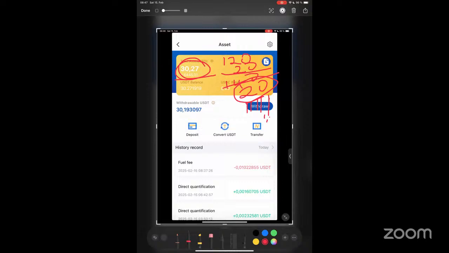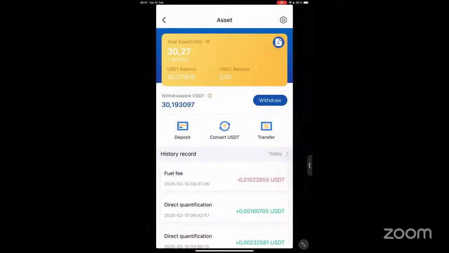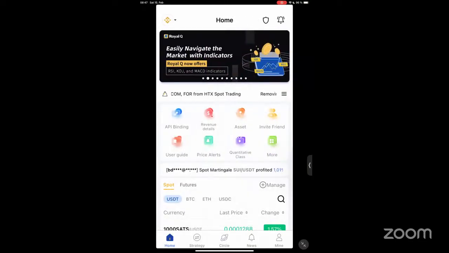But if you decide to share your referral link to someone and the person comes on board, you earn direct quantification. If you are already on the second rank, you start to earn team quantification. That is bonuses from your team members that you are entitled to make money from, or earn rewards from. All right. So I'll go out of here. I'll talk about assets on a different page later.